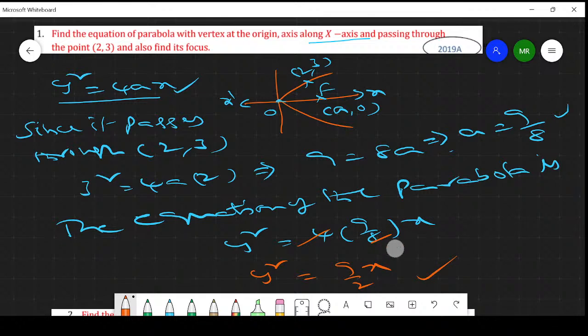Here I simplified this one, 8 will get cancelled, right. 9 by 2 into x will be your answer. The required answer is y square equal to 9 by 2 into x. This is an important question, expected for 3 marks also.